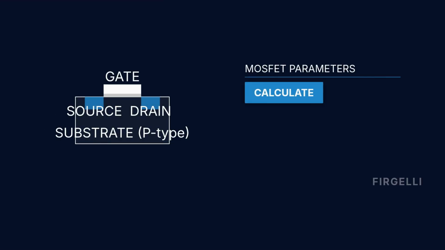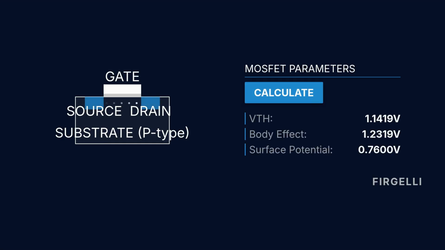After clicking Calculate, we get a threshold voltage, VTH, of 1.1419 volts, body effect term of 1.2319 volts, and surface potential 2 phi F of 0.7600 volts. The calculator confirms this is in the standard threshold voltage range with good balance of performance and leakage.